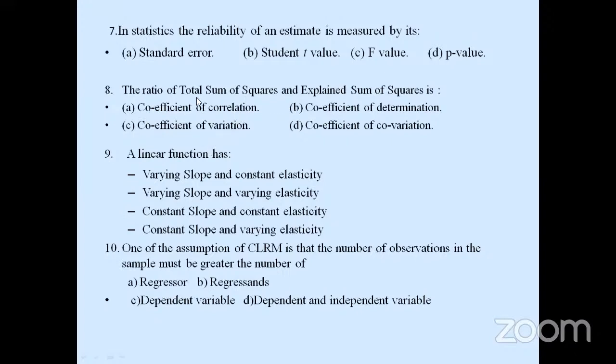See here, the ratio of explained sum of squares and total sum of squares is simply R square, the coefficient of determination. Here they have given coefficient of correlation, coefficient of variation, and again coefficient of variation. Coefficient of correlation means the R value only. Coefficient of determination means R square. Coefficient of variation means CV. The range of correlation is -1 to +1, and the range of R square is 0 to 1. This kind of question may also be asked.